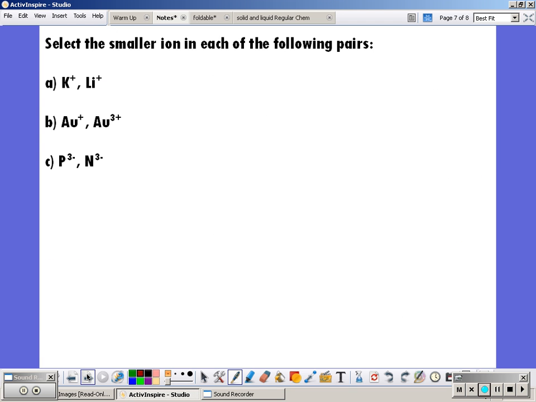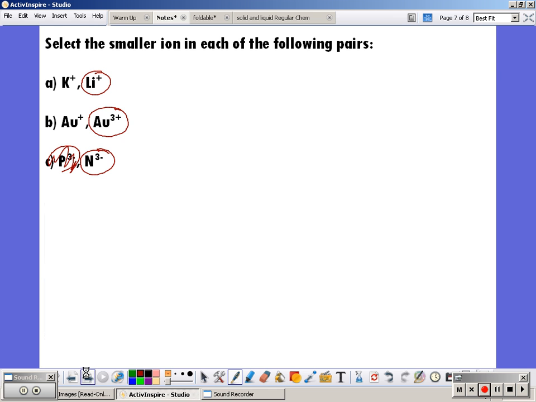So select the smaller ion in the following pairs. K+ or Li+. Well, the smaller one is going to be Li+, and that's because K+ has a naturally larger n value, so it is larger. Au+ or Au3+. The smaller one is going to be Au3+, and that is because it has lost more electrons than the +1. Letter C, you have P-3 and N-3. Well, since phosphorus has a larger n value, it would be the larger one. So N-3 would be the smaller one.